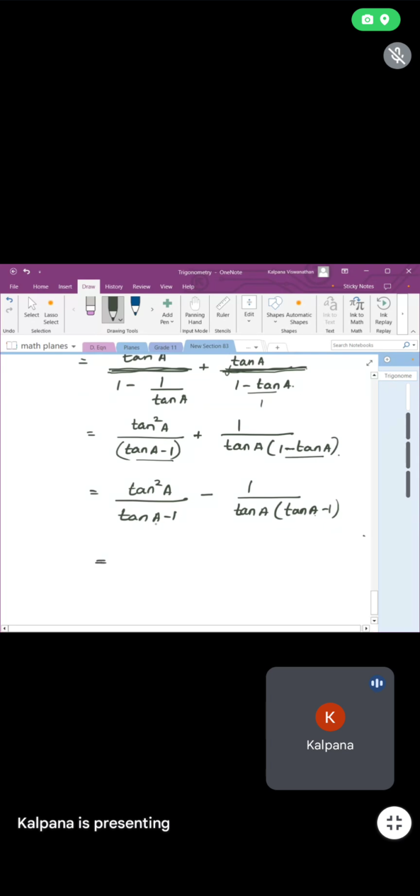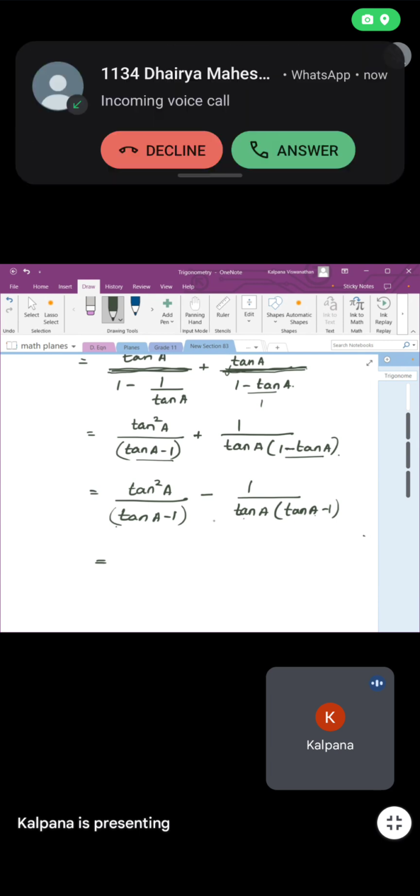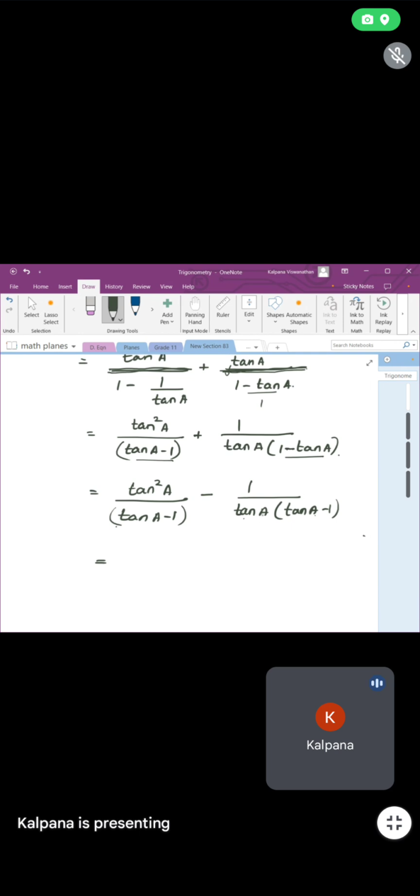So when you take LCM, what is the LCM, children? You multiply the denominators. Now already tan A minus 1 is there in both the terms. So only tan A if you multiply, is it enough? Otherwise what happens is you multiply the whole thing, this term here and that term here, you'll have a very long expression and you need to cancel everything. So instead we have tan A minus 1, tan A minus 1 in both the places. That is a common denominator.